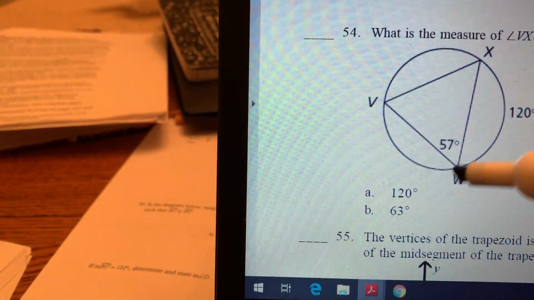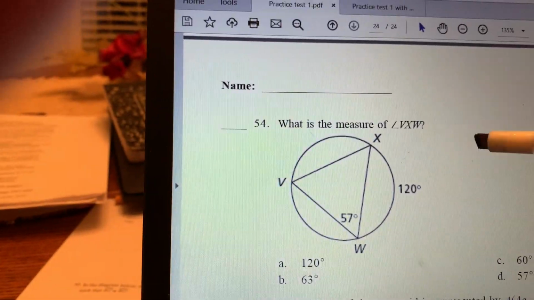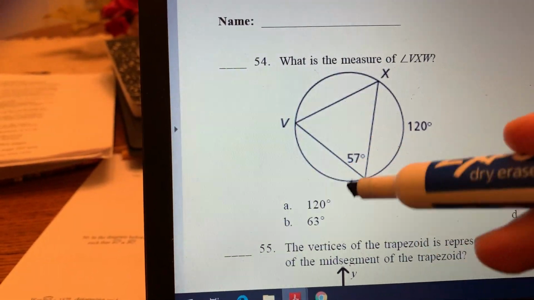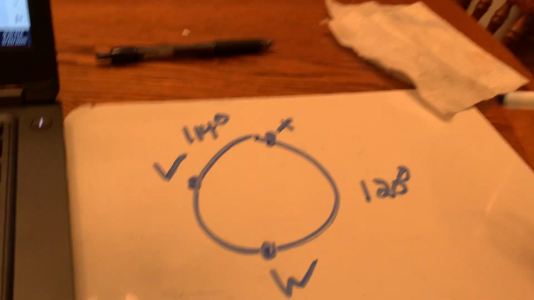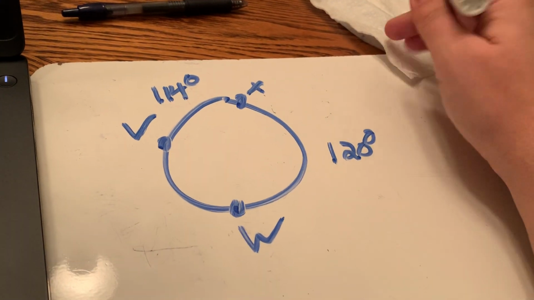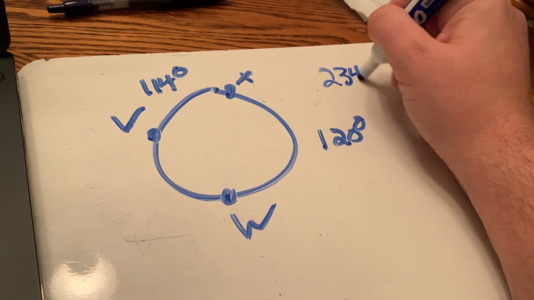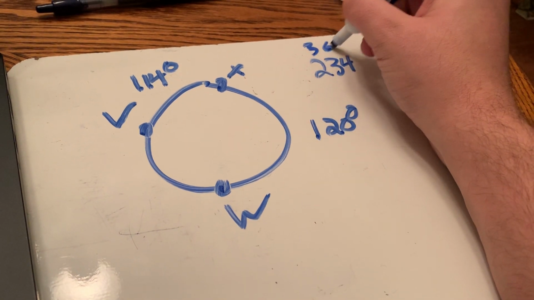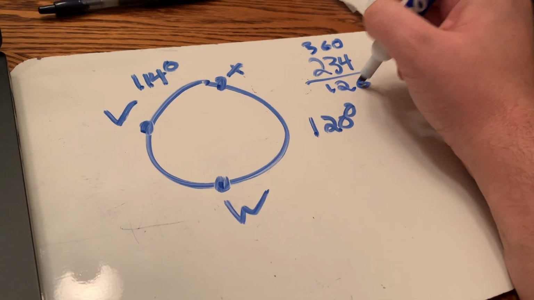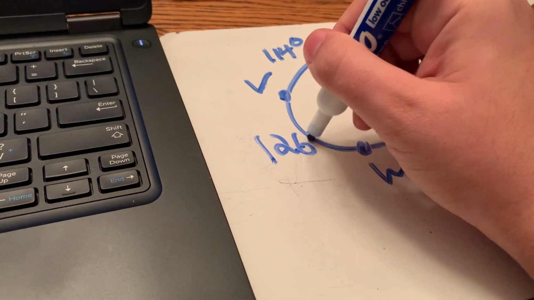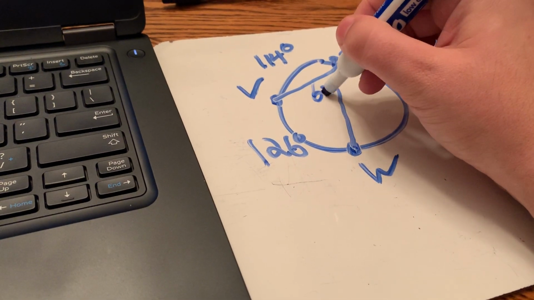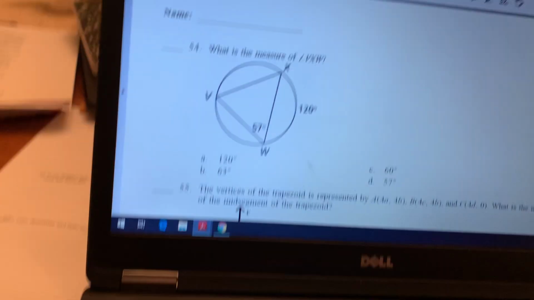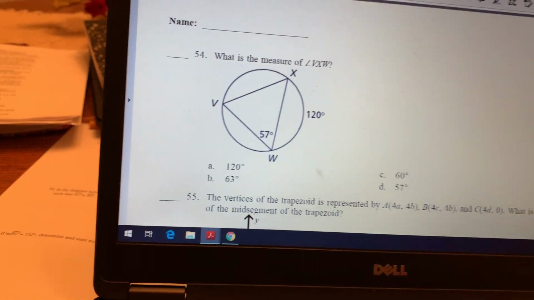Now we're just looking for VW, because if you look, VW is this arc. VXW, which is the angle you're looking for, opens up to that arc. So if we can figure that arc, we could take half of it and get that angle. So you add those, it'd be 234. So to get the other one, I would do 360 minus 234, which is 126, right? So this arc is 126 degrees, which means that angle is half of that, which is 63. So either way we did it, we got 63, okay?